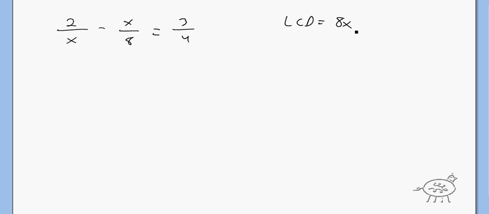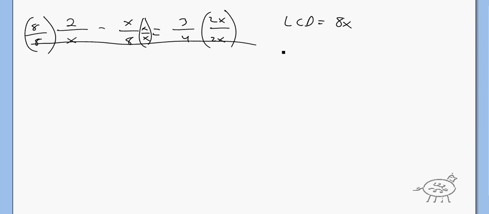Okay, so I multiply this one by 8 over 8, this one by x over x, and this one by 2x over 2x. Okay, I have 8x on the bottom for everything. Cross it off. Don't need any more. I have 8 times 2 is 16 minus x squared equals 6x.